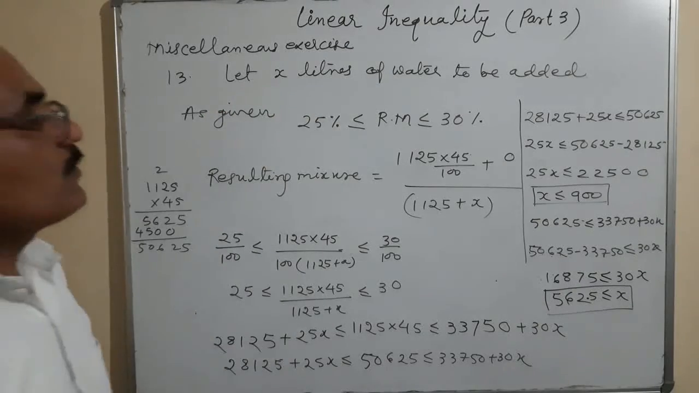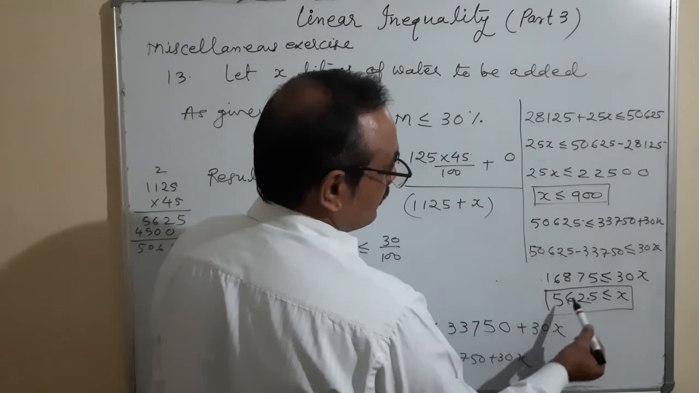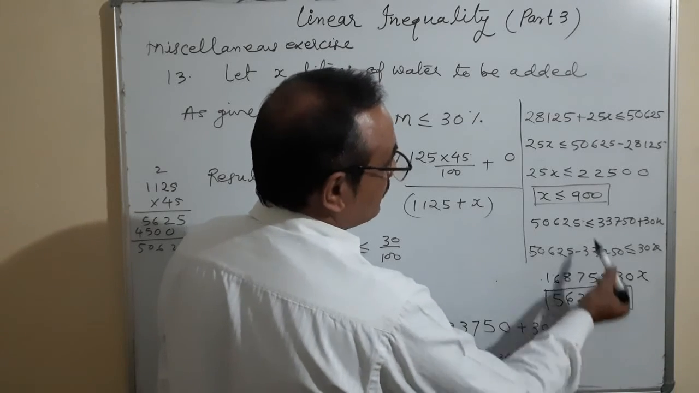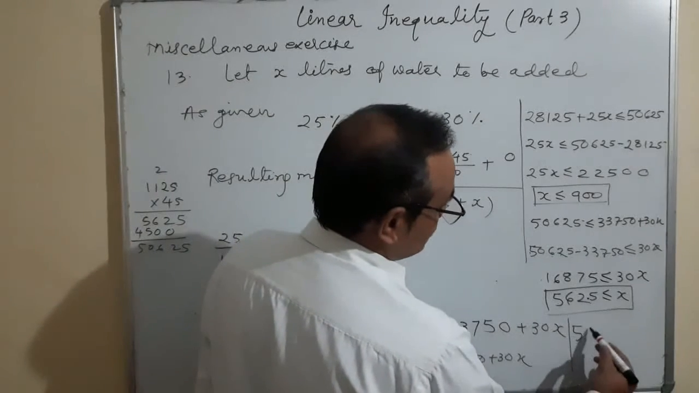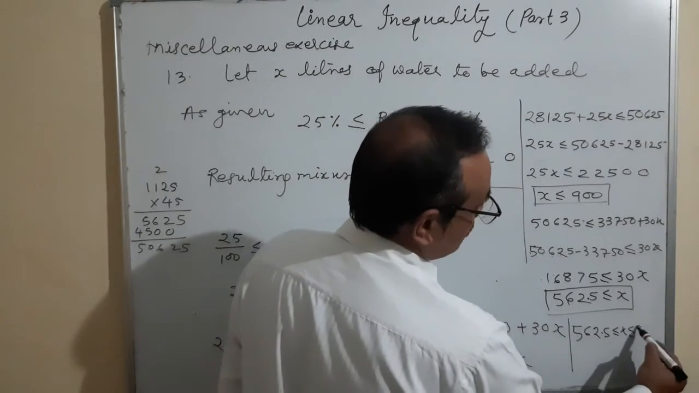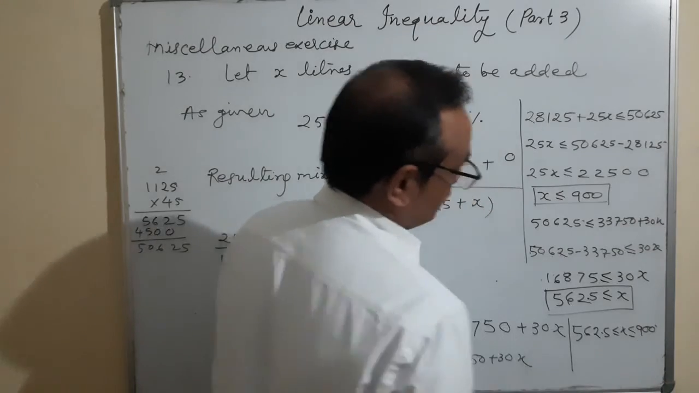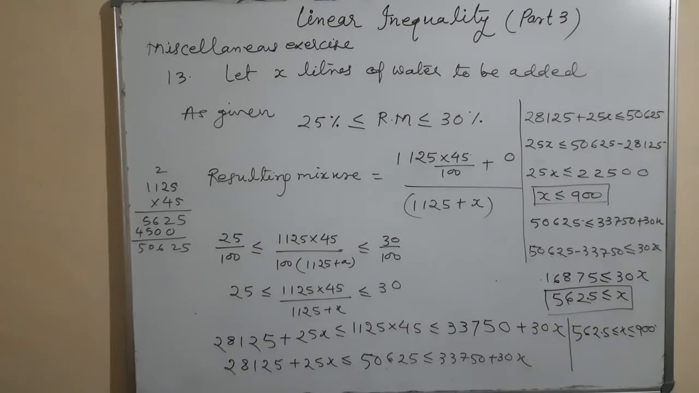So that means the x liters of water, the range of the water is between 562.5 to 900. Okay, the range is 562.5 is less or equal to x is less or equal to 900 liters. Okay, that is question number 13.